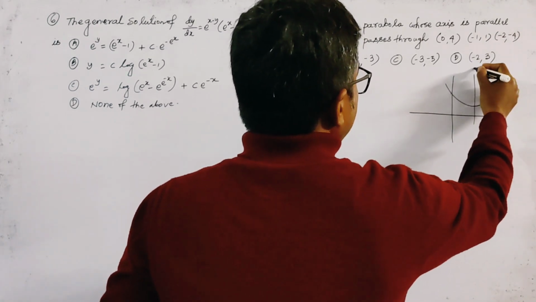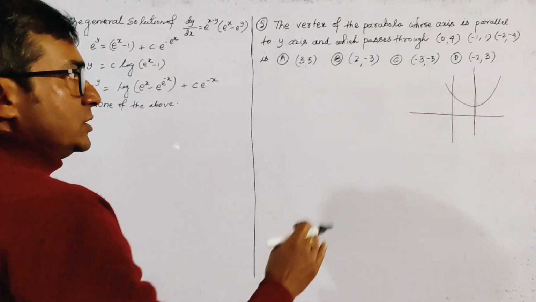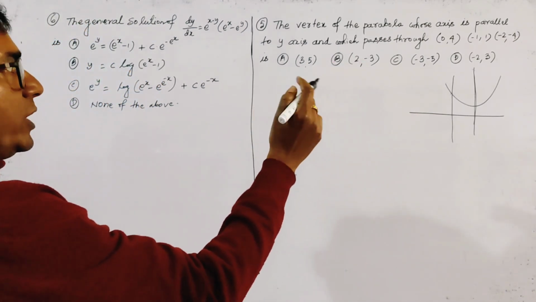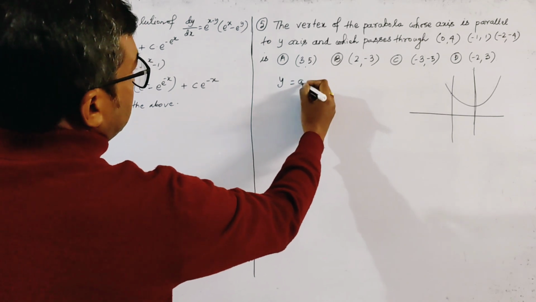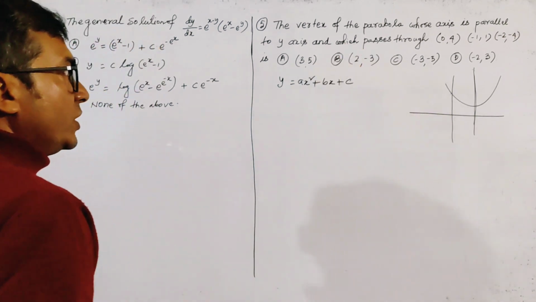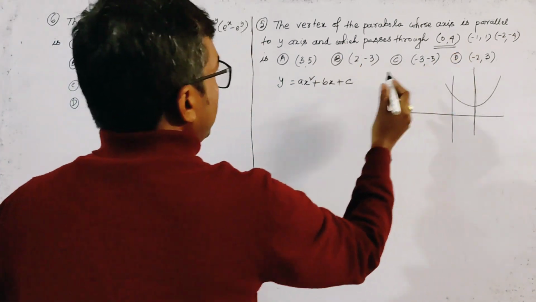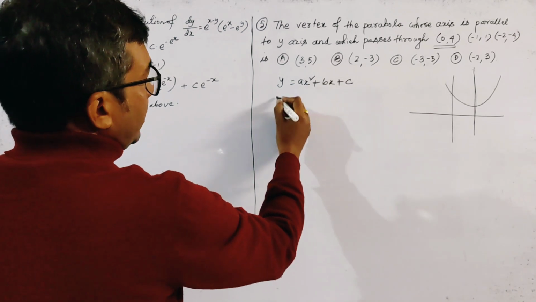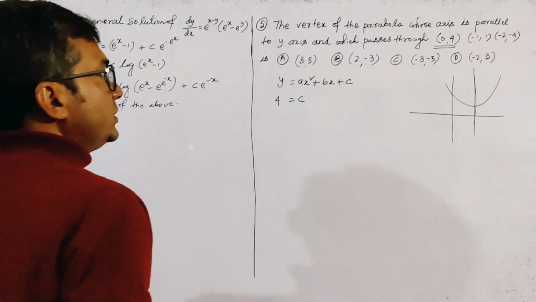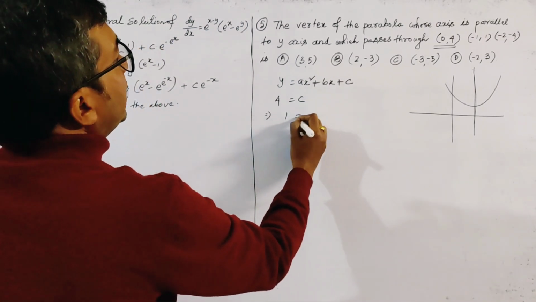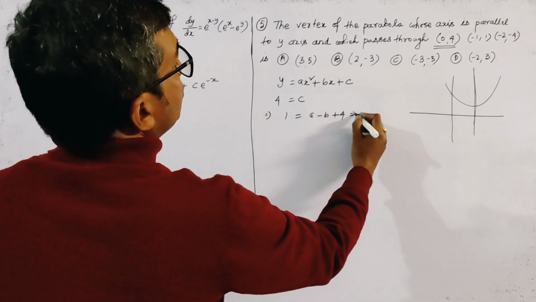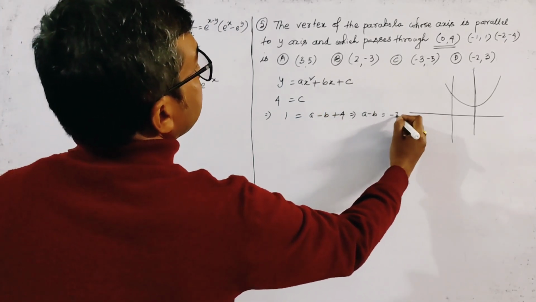Since the axis is parallel to the y-axis, we write directly the equation of the parabola as y equals ax square plus bx plus c. Since it passes through (0, 4), we get 4 equals c from the first point. By putting the second point, we get 1 equals a minus b plus 4, so a minus b equals minus 3.